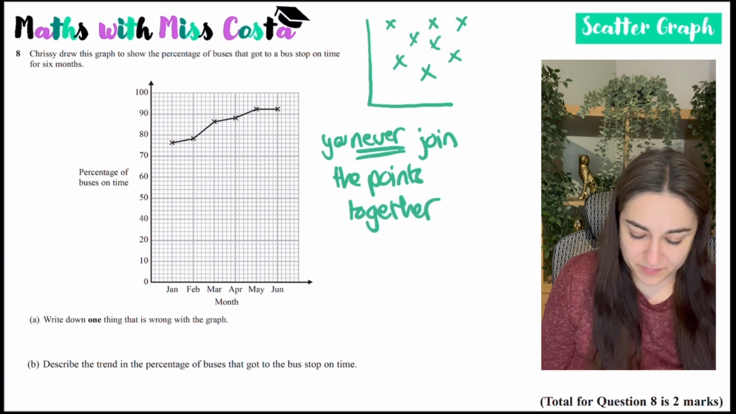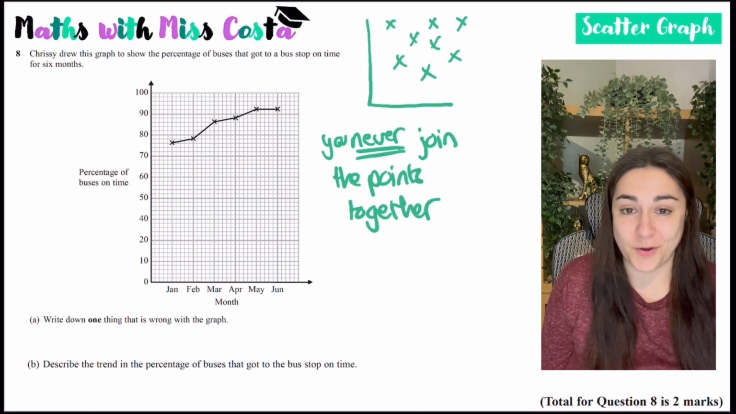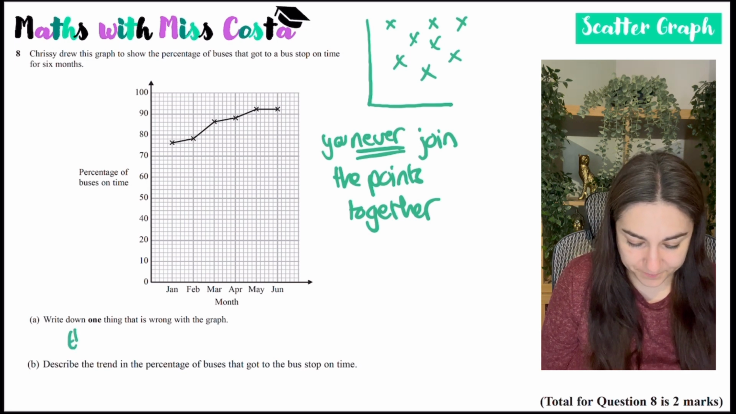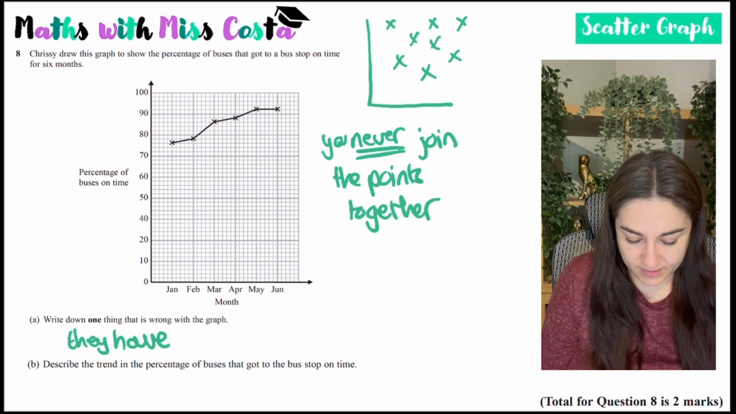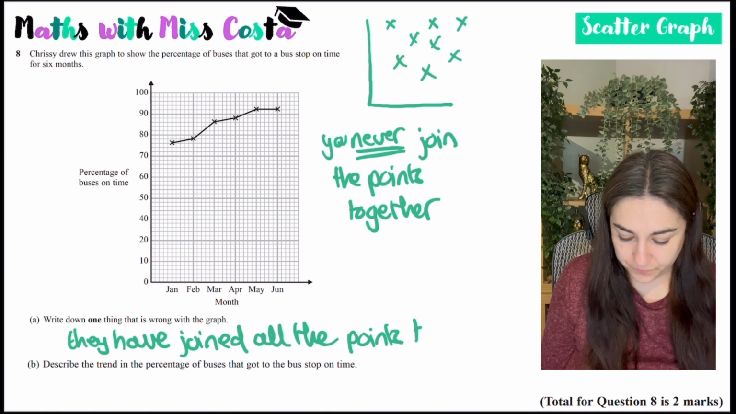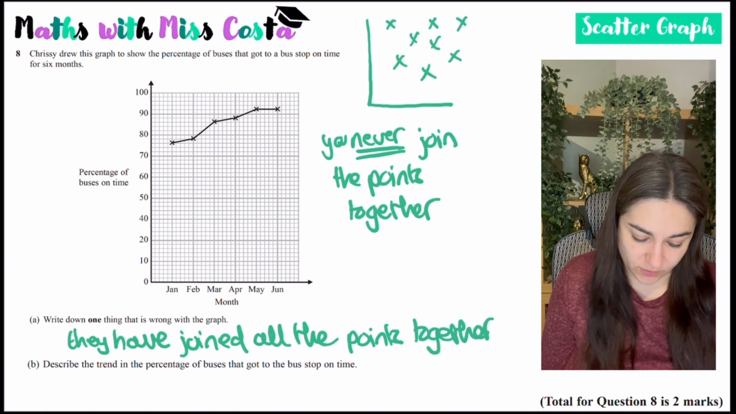That's a line graph, so we don't want to do that. So what's one thing that is wrong with the graph is they have joined all the points together with a line. So everything else is right. So she's got 10, 20.